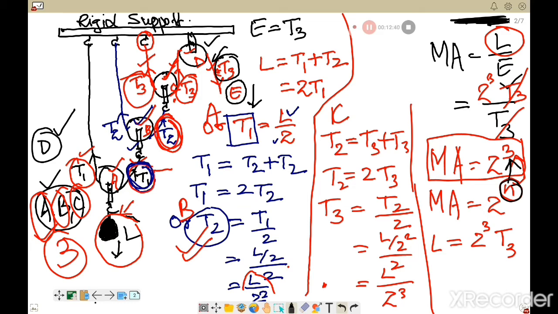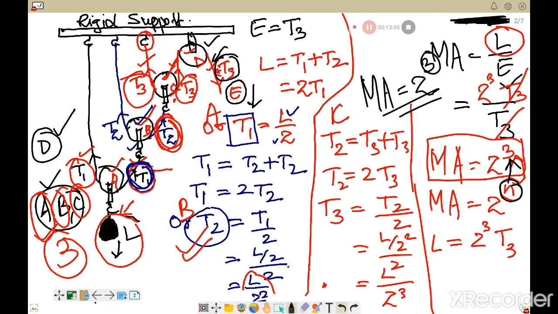So here we can say that whenever we are combining several pulleys together, where one of the pulleys is fixed and the other pulleys are movable, the number of pulleys which are movable gives us an idea about the mechanical advantage. Here 3 pulleys were movable, so we got mechanical advantage equals to 2 to the power 3. In place of n we have 3.